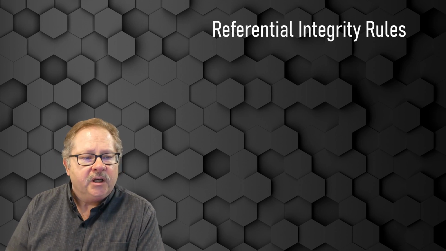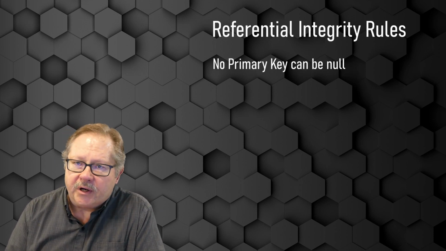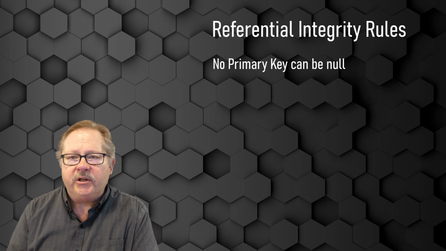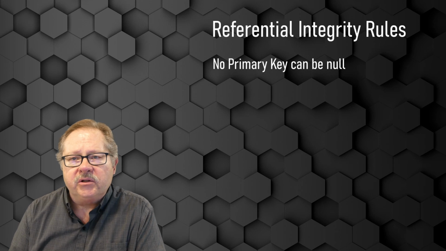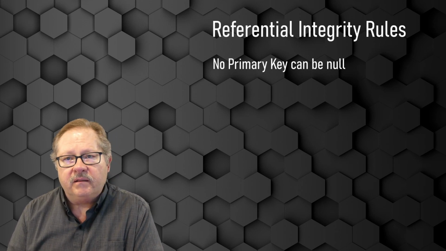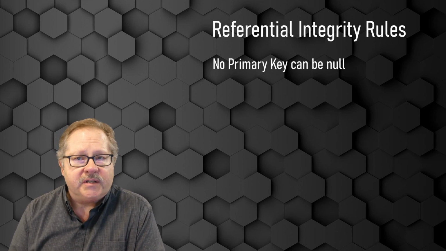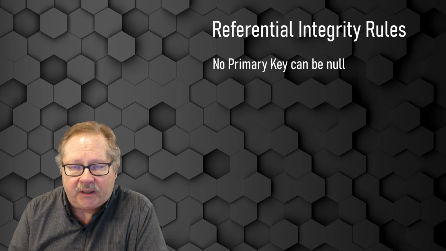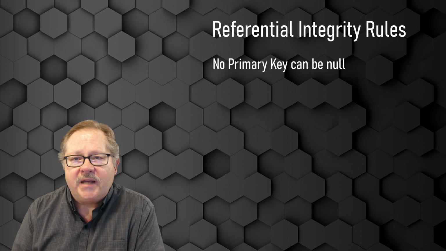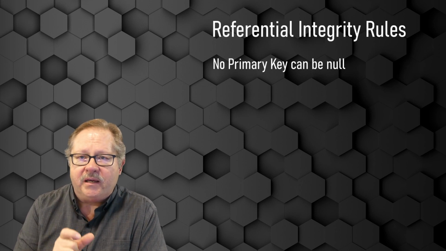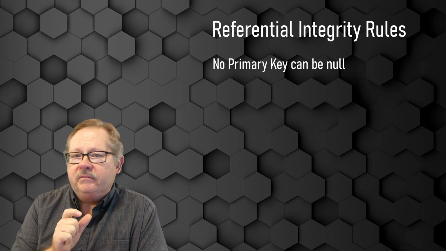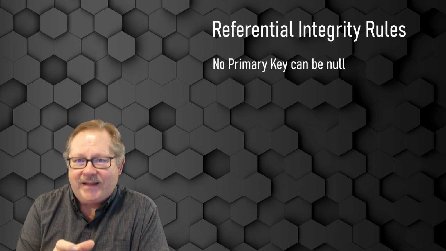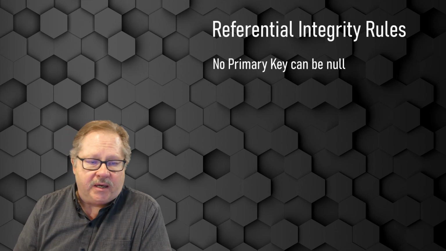The first rule is that no primary key can be null. What that's saying is that when you have a primary key that's linked to foreign keys that you're enforcing referential integrity on, the primary key can't have a null value in it. So the record must have the primary key filled in. The rest of the record can be totally blank. The one piece of it that can't be blank is the primary key.